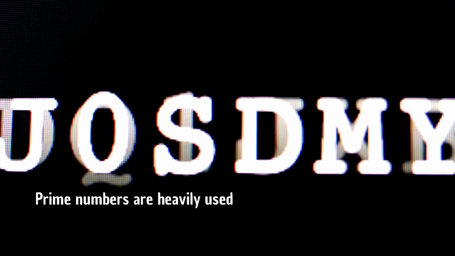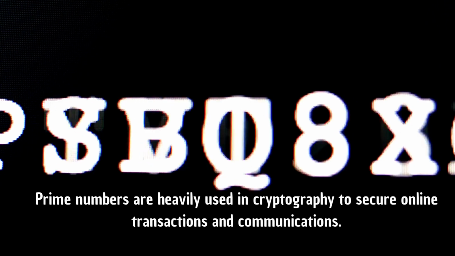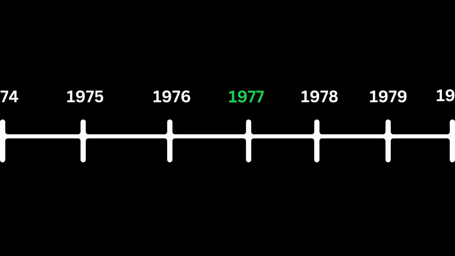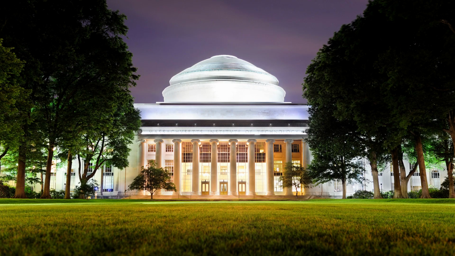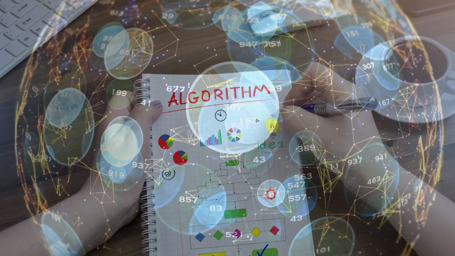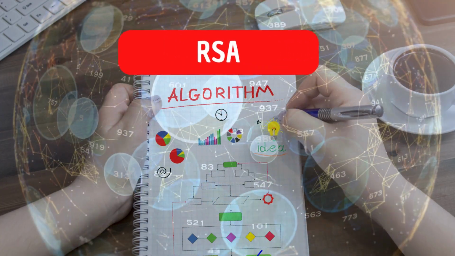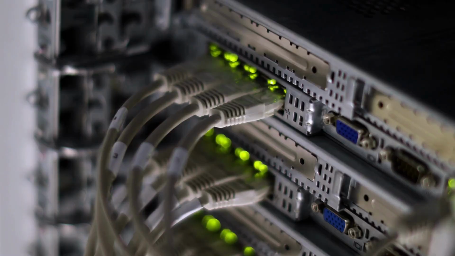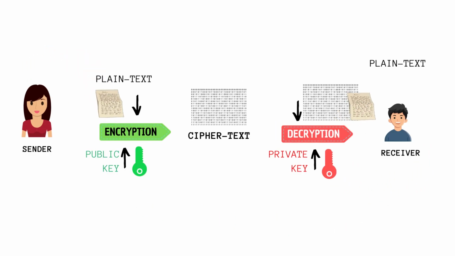Prime numbers are heavily used in cryptography to secure online transactions and communications. In 1977, Ron Rivest, Adi Shamir, and Leonard Adleman at the Massachusetts Institute of Technology used prime numbers to create an algorithm called the RSA algorithm. It is still the most popular cryptographic algorithm for secure data transmission over the Internet. It is an asymmetric encryption algorithm that uses 2 different keys for encryption and decryption. Let's explore how it works.